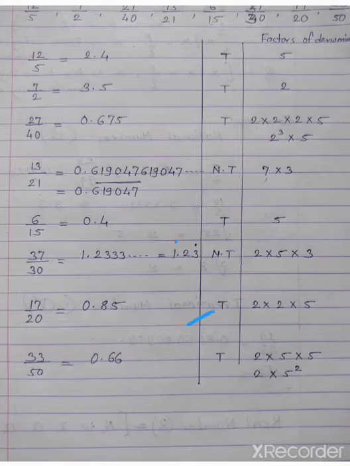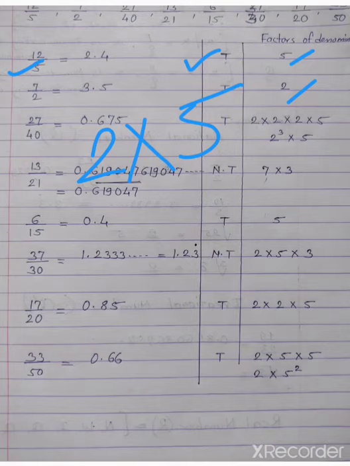In the next terminating number you can see 5, 2 and 5. Here you can write this 2 as a 2 square. In the last terminating number, 2 and 5. So from this we can conclude that the given rational number is terminating if the factors of its denominator are 2 and 5, in the form of multiplication of 2 and 5 raised to some numbers.